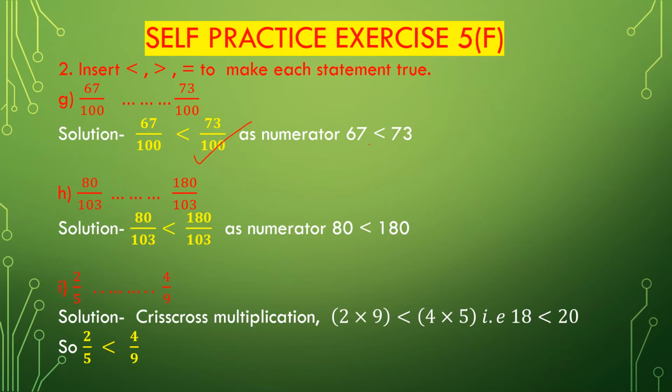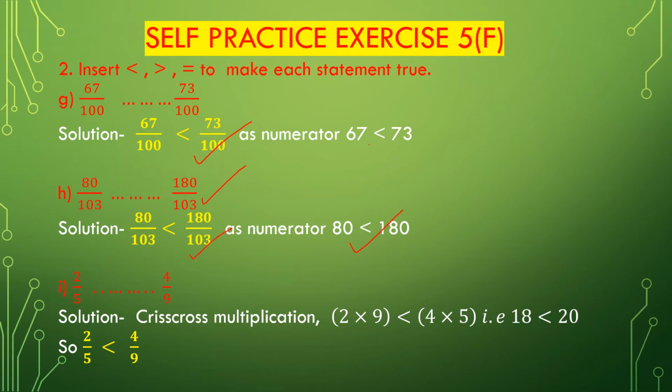H. 80 divided by 103 dash 180 divided by 103. Here numerator 80 of the fraction 80 divided by 103 is less than the numerator 180 of the fraction 180 divided by 103. So the fraction 80 divided by 103 is less than the fraction 180 divided by 103.